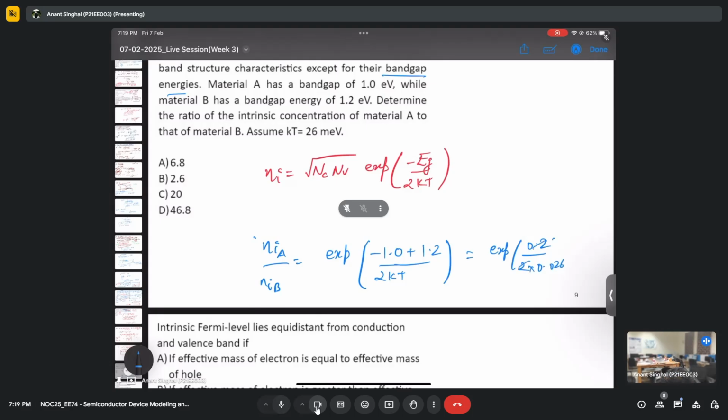So this is 0.1, this is 10 by 2 into 3, sorry, so this is 100 by 26. Exponential of this will be the answer. So is it 46? I mean, I don't know. This is what you have done, right? Okay, so yeah, option D will be the correct answer.